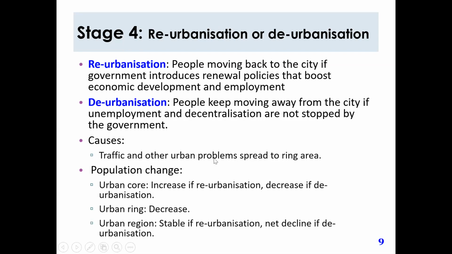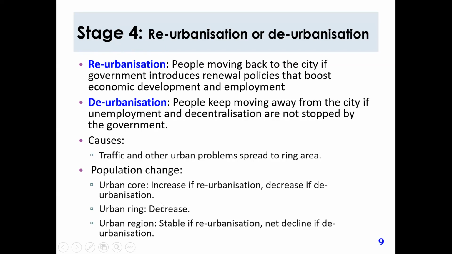Instead of being restricted to the core area, now the problem has spread to the outer areas. And then what happens to the population change at the core? It will increase if the strategy of counter-urbanization works, if the government manages to stop the loss of population in their city planning strategies. But it will decrease if there is deurbanization, if people move away from the city due to the failure in the counter-urbanization strategy.